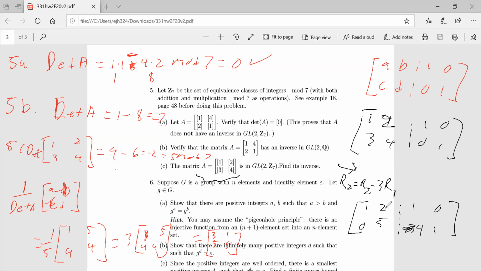And now I'm going to have to get rid of this 5. So what am I going to do? I'm just going to multiply: R2 equals 3R2. So that gives me 1, 2, 0, 1. And then I get 1, 0. And then here, if I multiply this by 3, I get 5. And if I multiply this by 3, I get 3.